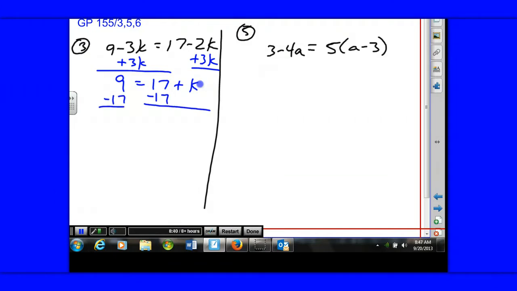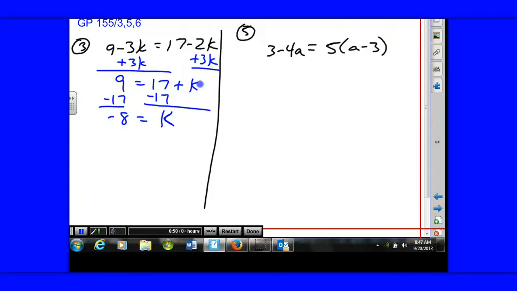So we can subtract. 17k is beautifully positive, right? And what is 9 minus 17? I believe it's negative 8. Okay, very good. And let's try this next one here.